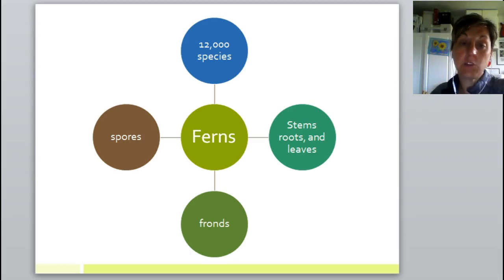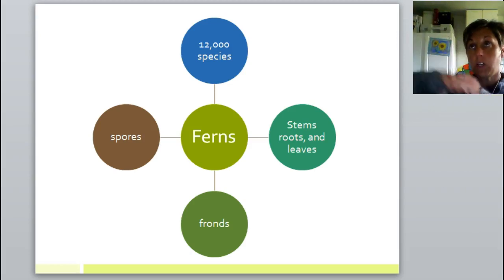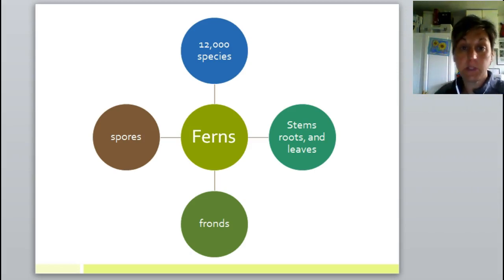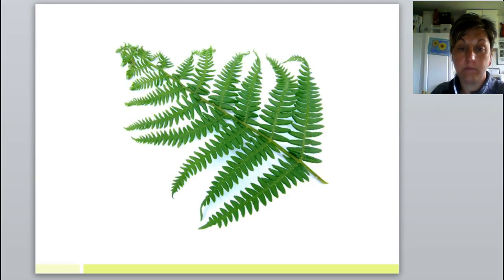There are about 12,000 species of ferns, and we've been talking a little bit about ferns. We did a life cycle virtual lab with ferns. They have stems, roots, and leaves. The big branchy part of the fern is called a frond, and they reproduce using spores. And here's an example.